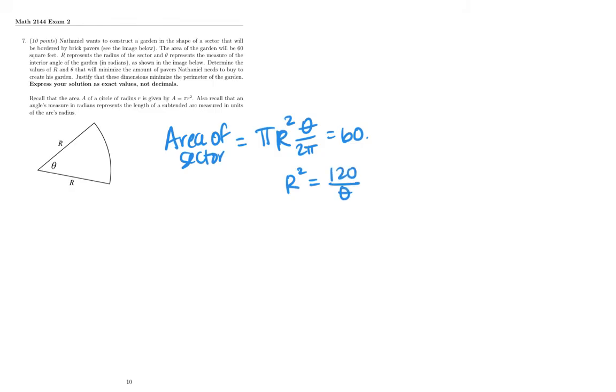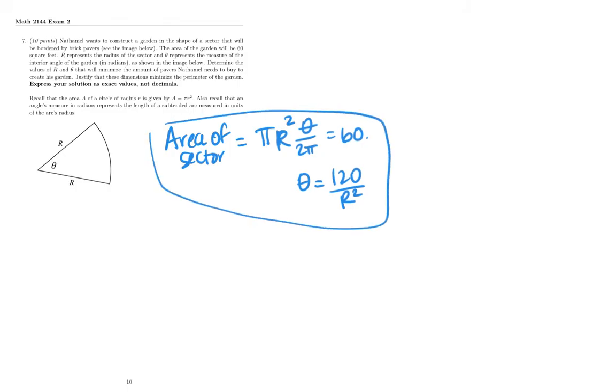Okay, and so then, or maybe I want to solve that for theta. What do I want to solve that for? I'm not sure. Let's solve for theta. So theta is equal to 120 over r squared. Okay, and so that's the area of my sector. So that's how I can relate theta and r. And then I want to say the distance around the garden. Okay, so if that's r and that's r, this is r theta. So then the distance around is going to be 2r plus r theta.